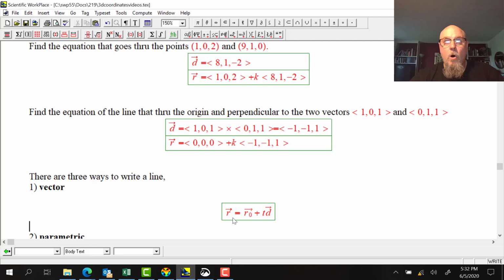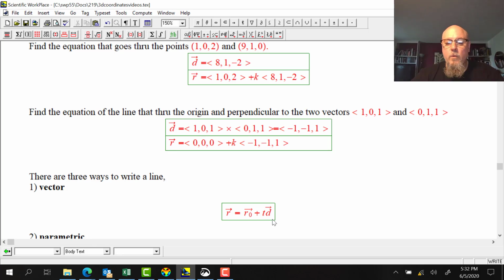The r is all the points on the line. r naught is at least 1 point on the line. t, or we could use it as k, is our one-dimensional parameter. We get to pick any value for that to plug in to get any point on the line, and d is our direction vector. So here's our vector equation of a line, the one that we've been working with. It's really just telling you two pieces of information. Here's a point on the line, here's the vector that's parallel to the line, and it's putting them together.